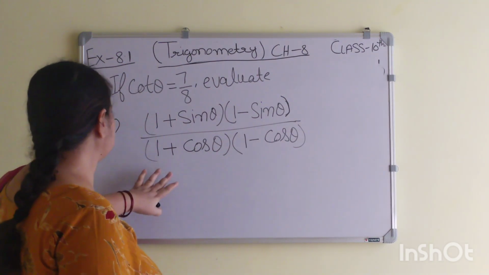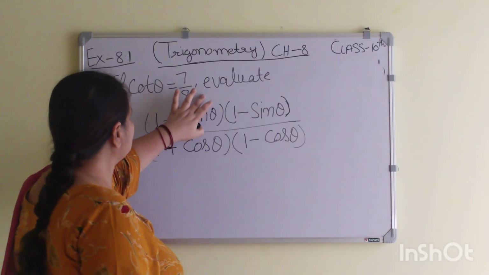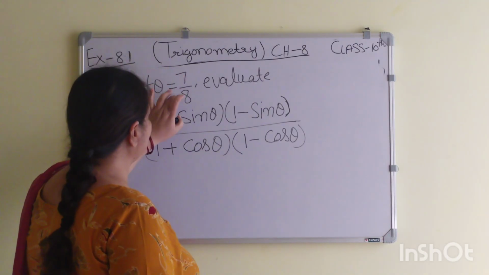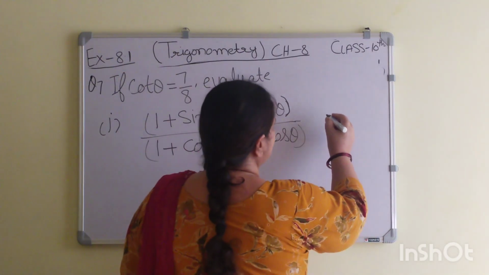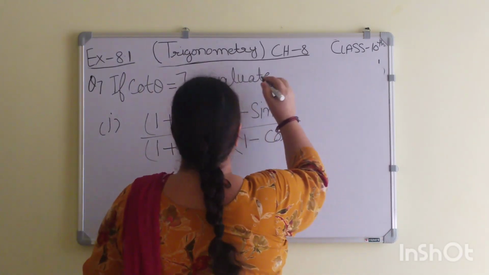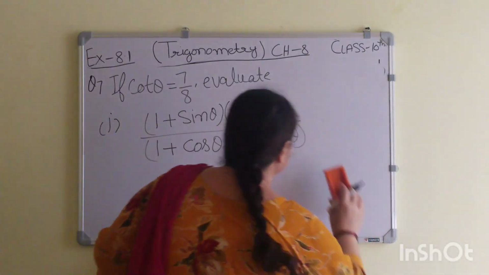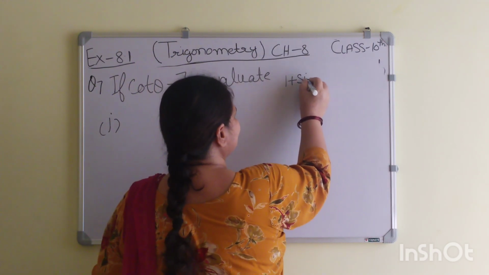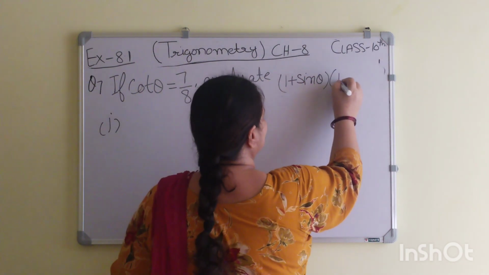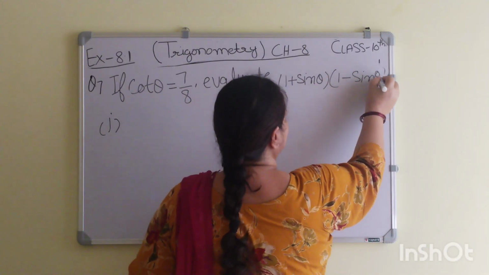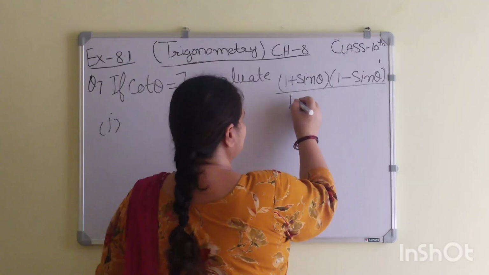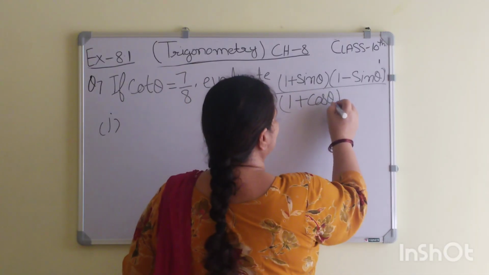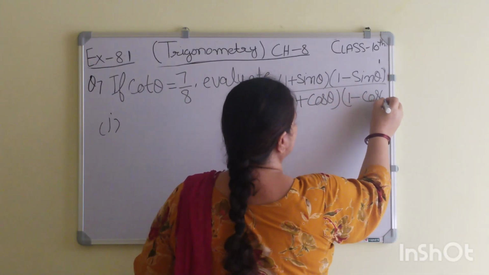So for this, first of all, we should find the value of this. Cot theta is given 7 upon 8. We can write it here as (1 plus sin theta)(1 minus sin theta) upon (1 plus cos theta) multiplied by (1 minus cos theta).